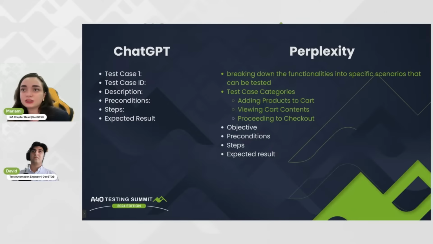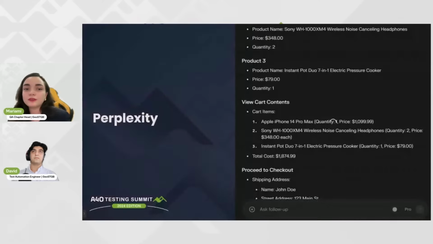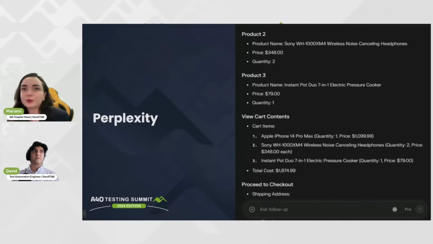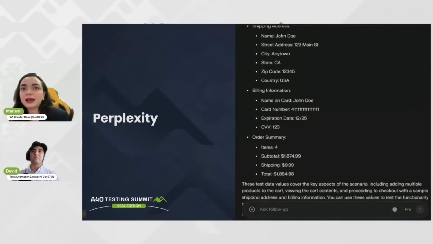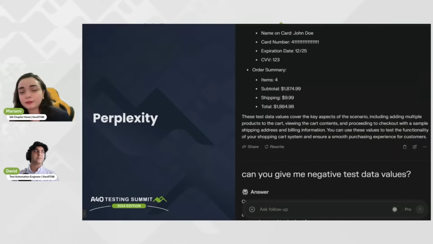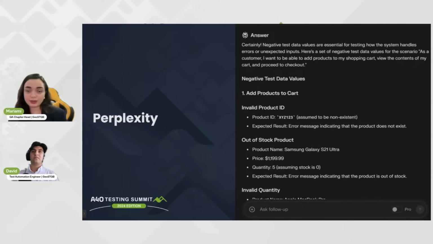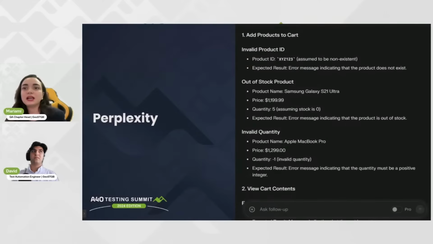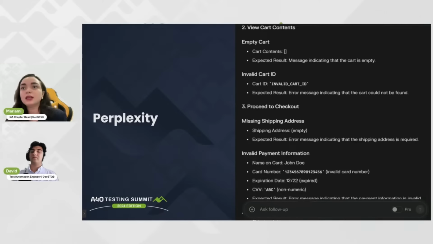What I would like to do next is to give Perplexity a little bit of reply to generate test data values for the provided scenario. The goal of it is to see whether Perplexity can give me, let's say, not quite enough test data for testing, but how different those test data will be. Will it be just valid test data or invalid ones?